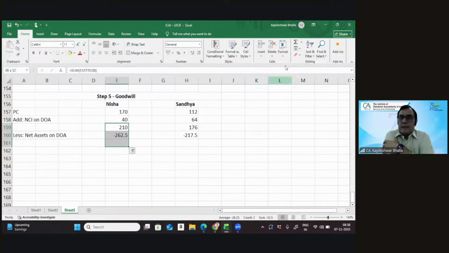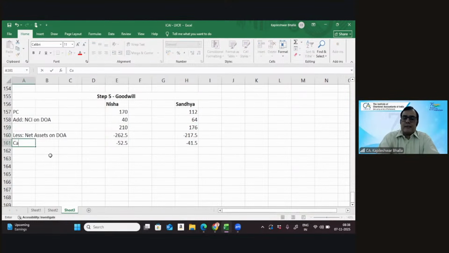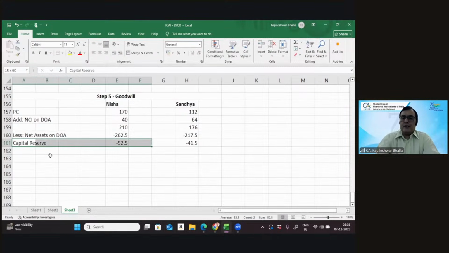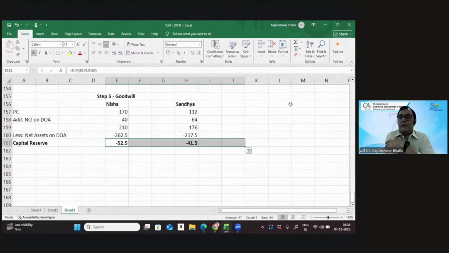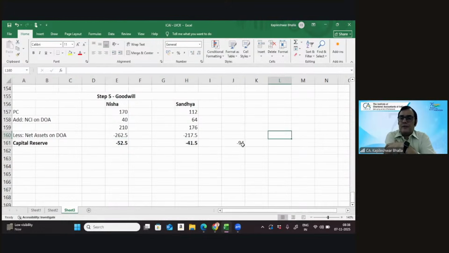So I think we are getting capital reserve in this case. In both the cases, we are getting a capital reserve. So this is capital reserve. And this will also go in the balance sheet as other equity only. And I think let's add this up. I guess if you take the sum total of this, the capital reserve is appearing at 94. Wow.